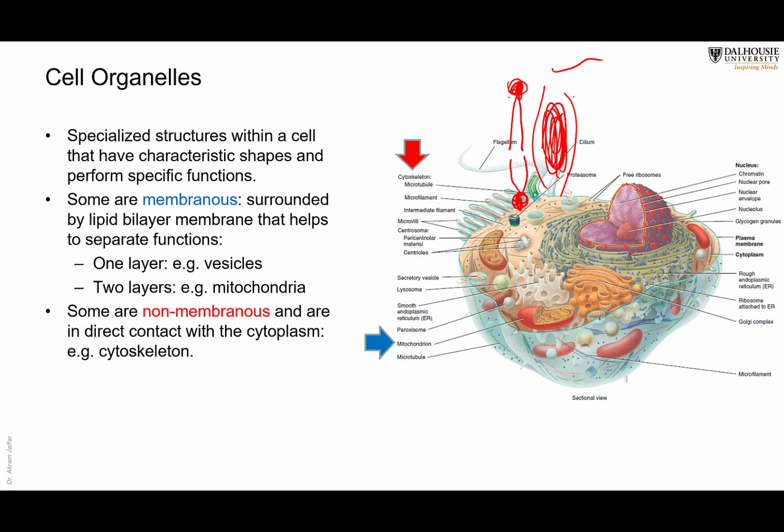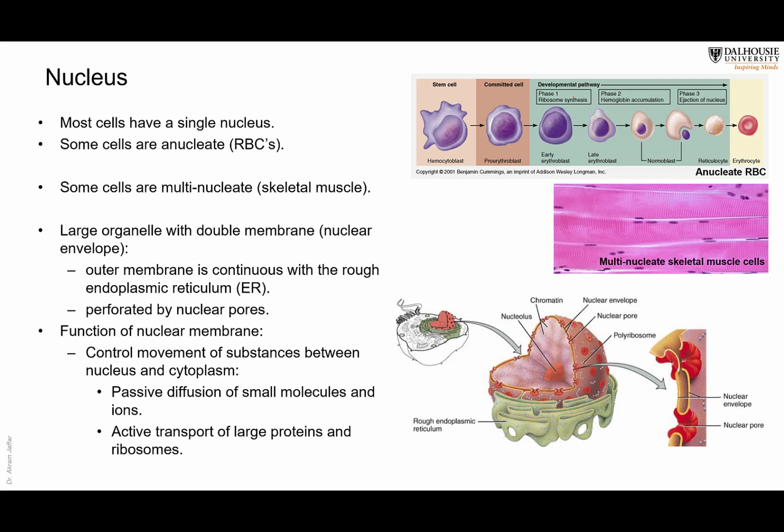And some of the organelles have one membrane surrounding them with a double layer of phospholipids. Like, for example, the vesicles. We talked about them last time, or the lysosomes. We're going to talk about them this time. Some of the organelles have a double membrane. So they have a double lipid bilayer twice. And these are, for example, the mitochondria or the nucleus as well.